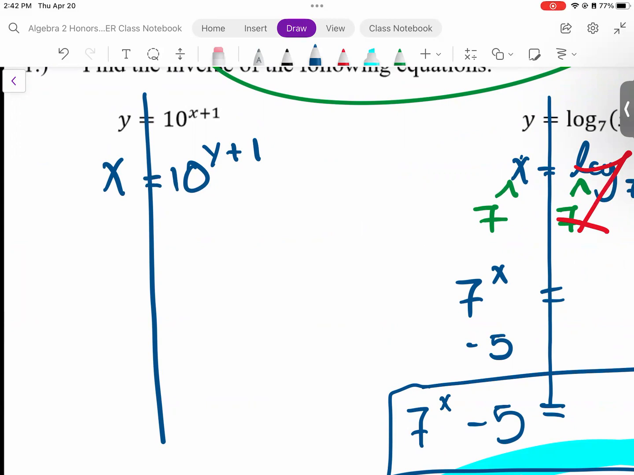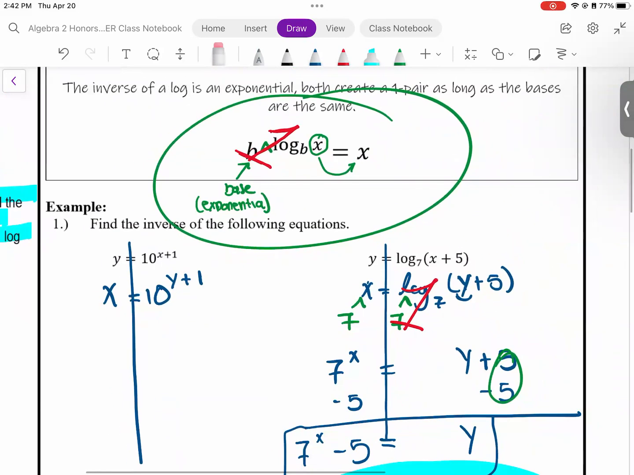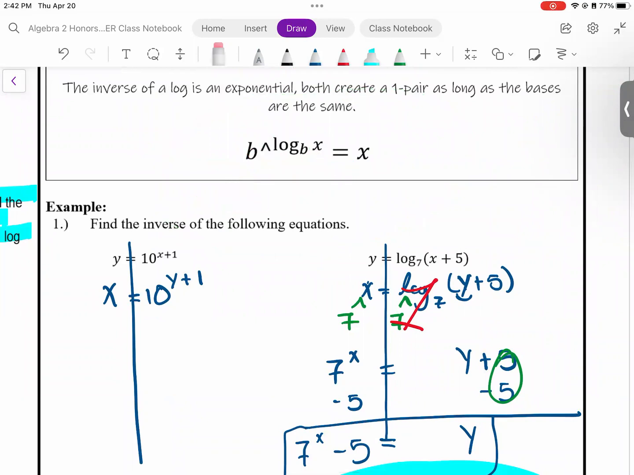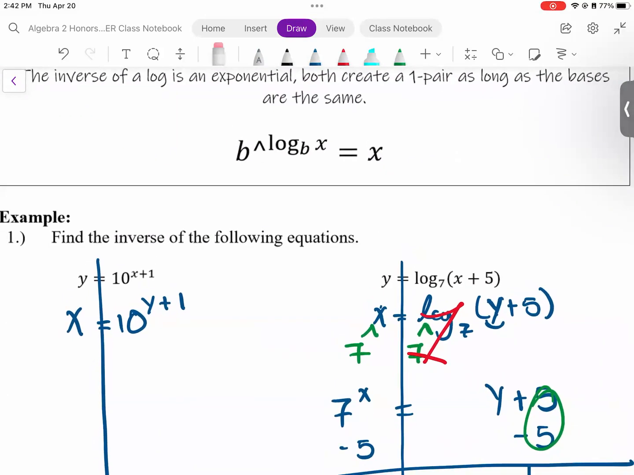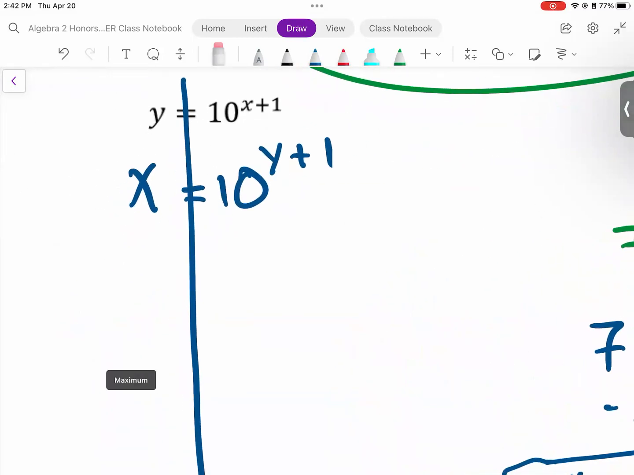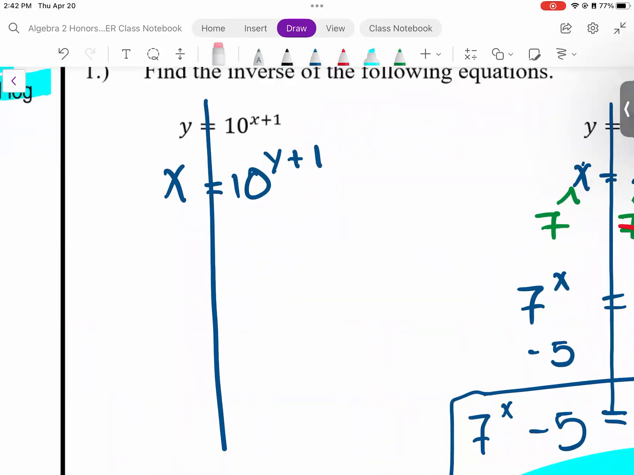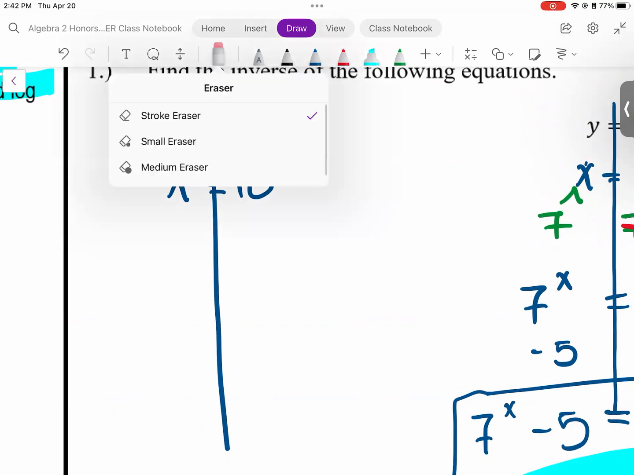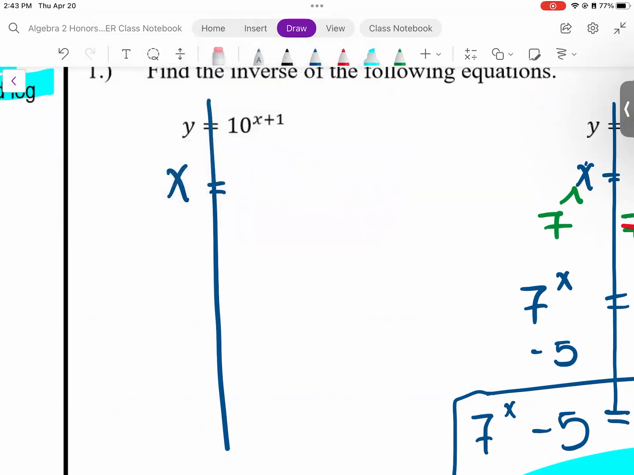So what I'm going to do is use a log to undo the base of 10. Now we know, and I'll erase this real quick, that again, an exponential and a log are inverses of each other. So how could I get rid of that base? Well, if you have an exponential, what you got to do is do the opposite. If I have an exponential, then do a log. And what I'm going to do is take the log, and actually let me move this a little bit more because I'm going to need space.